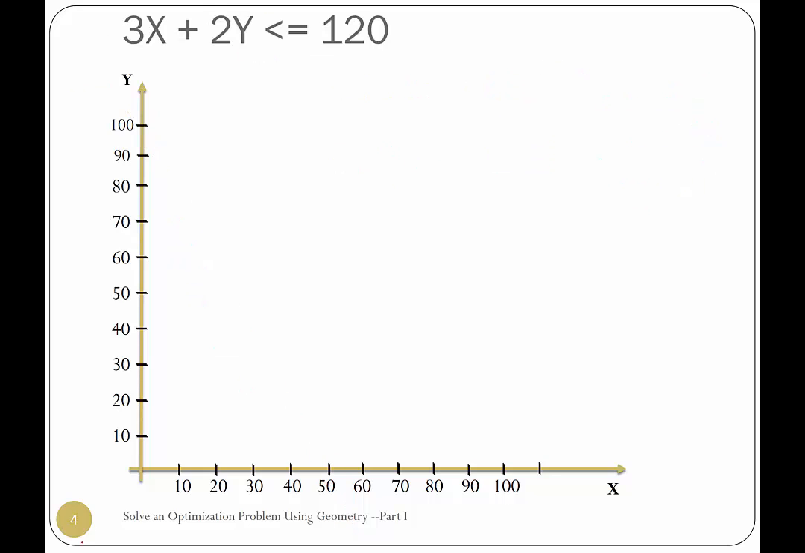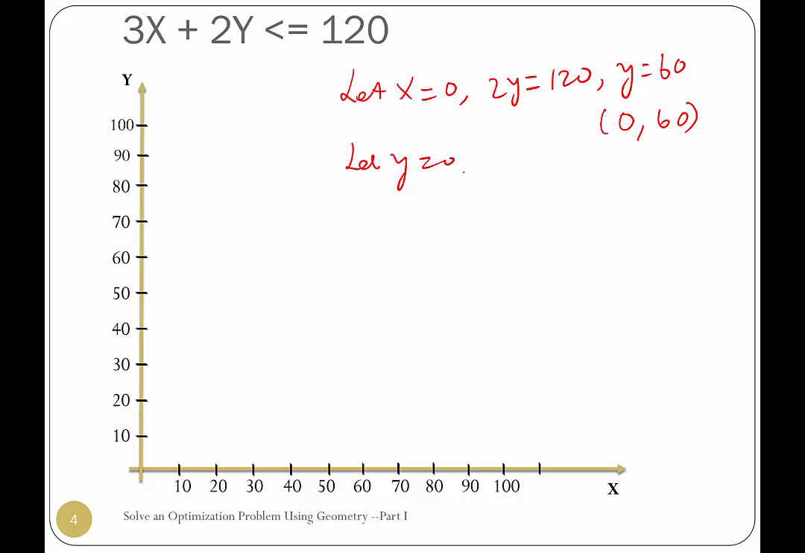Let's draw a line for the second constraint. So repeat the same exercise. Let x equal 0, which makes the equation 2y equal to 120. Y becomes 60. So our first point is (0, 60). Our second point: let y equal 0, which leads to 3x equal to 120. So x is equal to 40. So our second point is (40, 0). Let's plot (0, 60). It's right over here, and (40, 0) is right here.